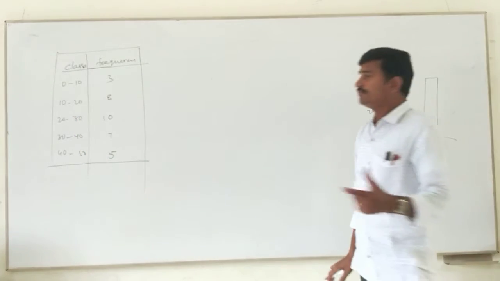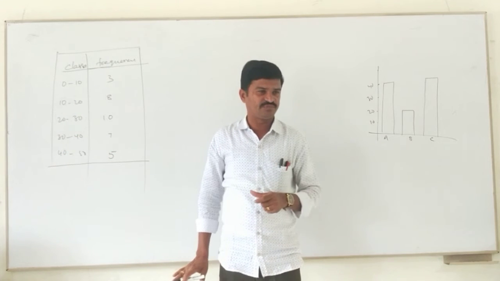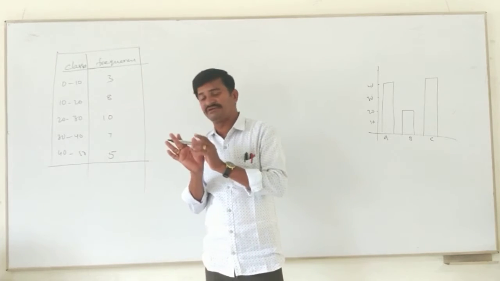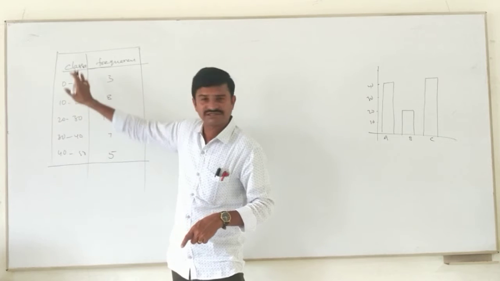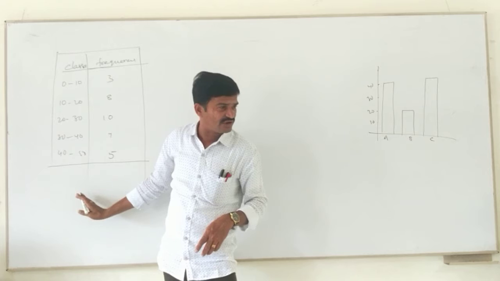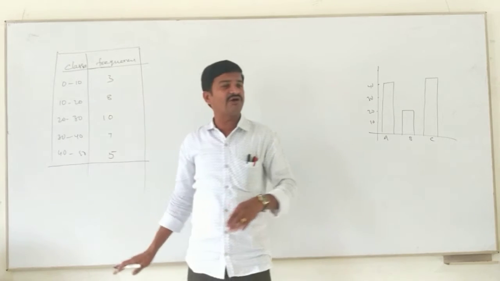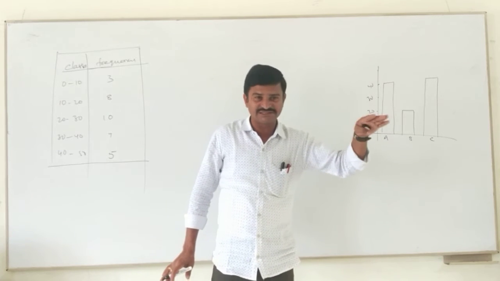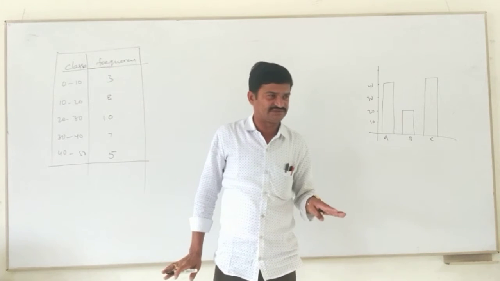Now I am representing this table with the help of a graph, without leaving any gap between one bar and the next. Here, these are called true class limits, I told you. These are lower limits and these are upper limits. Do you remember? Now, these true class limits you have to take on the x-axis, and the values of frequencies you have to take on the y-axis.